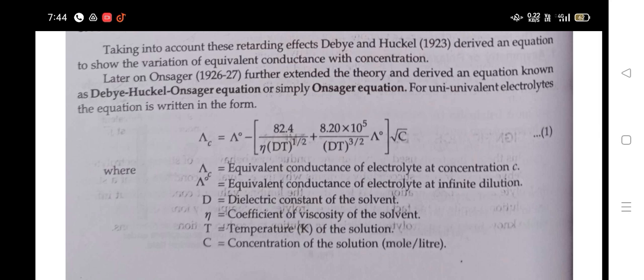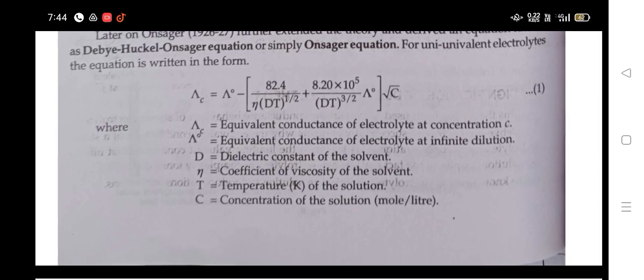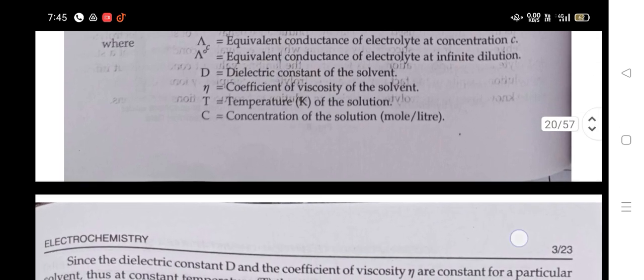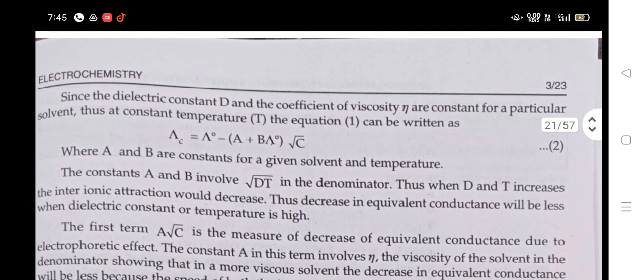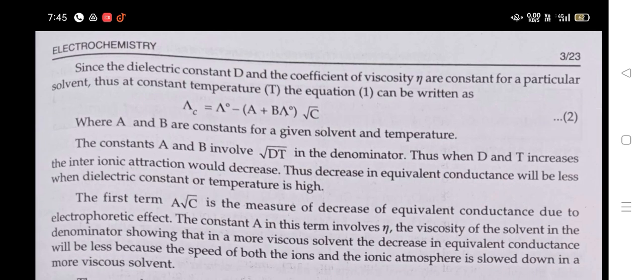Lambda_c is the equivalent conductance of the electrolyte at concentration c, lambda_0 is the equivalent conductance of the electrolyte at infinite dilution, D is the dielectric constant of the solvent, eta is the coefficient of viscosity of the solvent, T is the temperature of the solution, and c is the concentration of the solution in moles per liter. Since the dielectric constant D and the coefficient of viscosity eta are constant for a particular solvent, at constant temperature T the equation can be written as lambda_c = lambda_0 - (A + B lambda_0) root c, where A and B are constants for a given solvent and temperature.